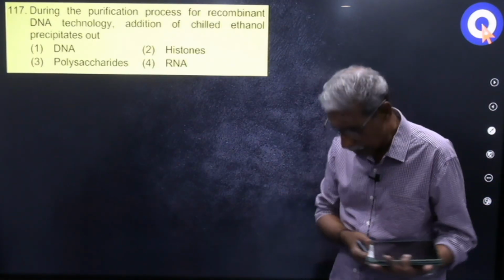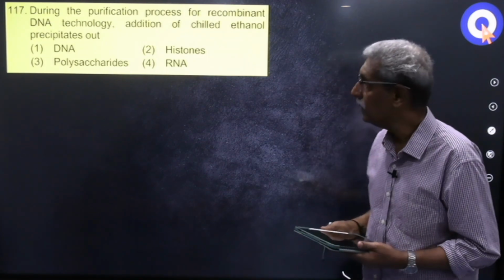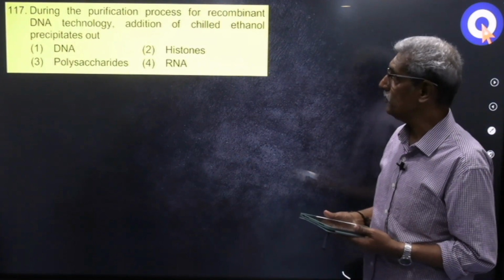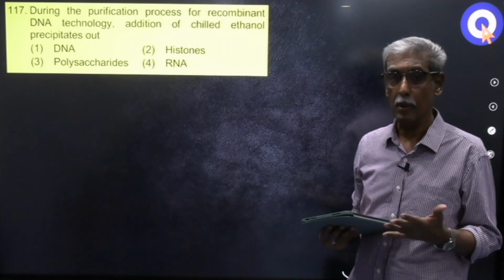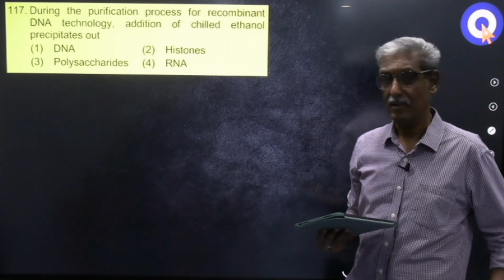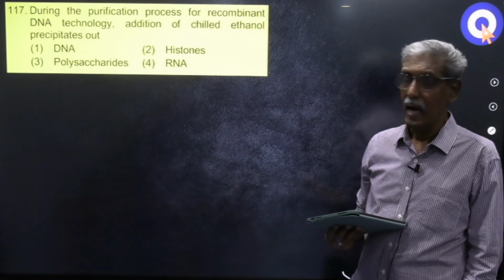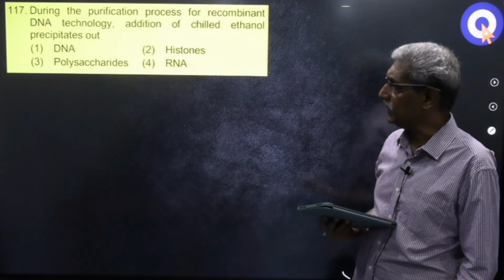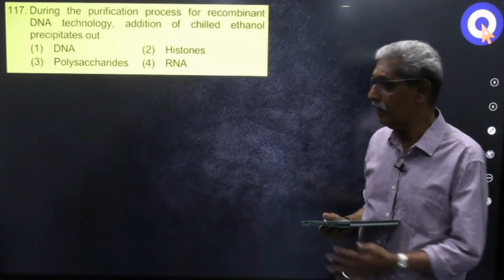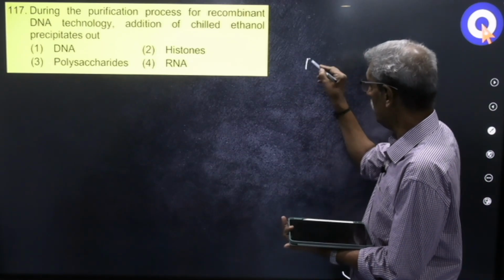Now let's go to the other one. During the purification process for recombinant DNA technology, we are talking about purification of the DNA, and we are looking at the recombinant DNA technology from biotechnology. And here what happens is addition of chilled ethanol.